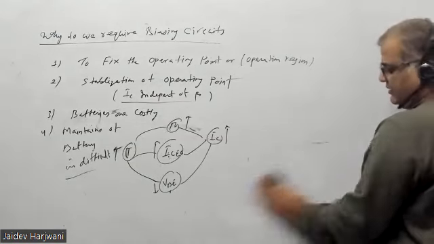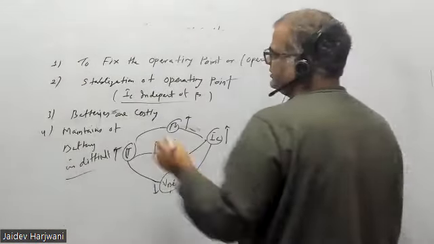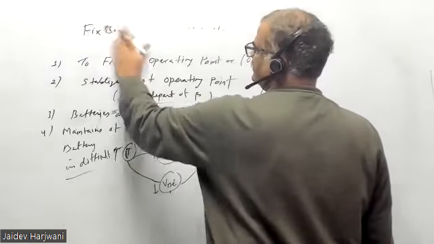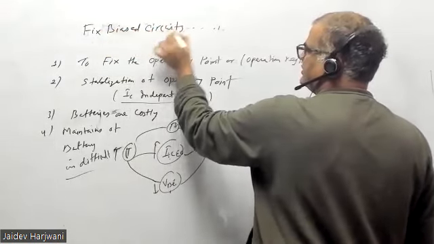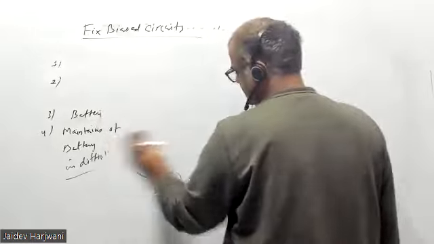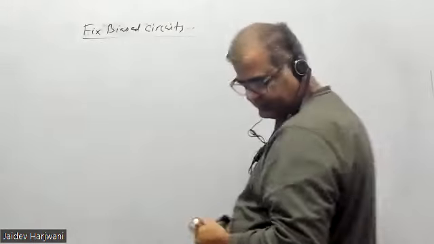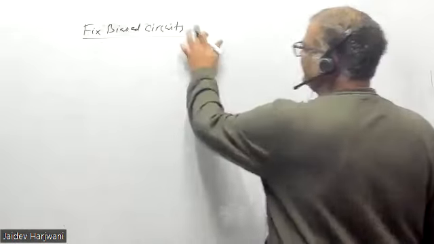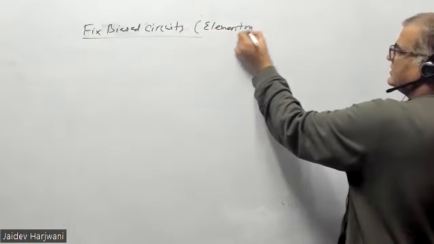So let me erase this one. Put number one: fixed biasing, or fixed bias circuit. So this is a very elementary circuit. It is not commercially used. This is an elementary circuit, elementary biasing.